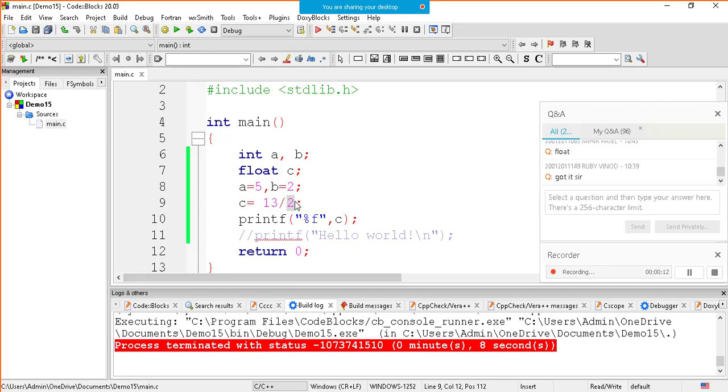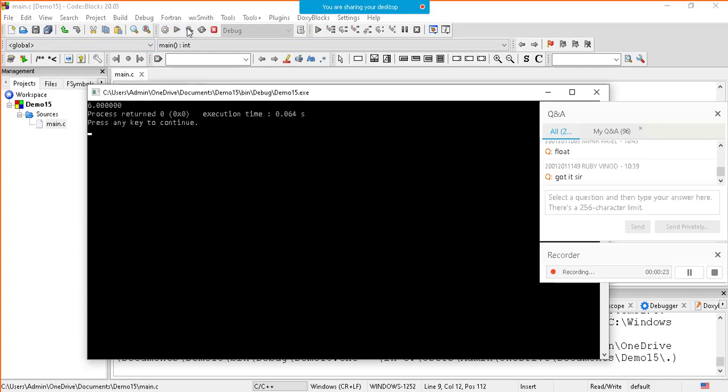I hope you got the idea. 13 by 2 is 6, but when it goes inside C, it gets converted into 6.0. So let me run this program. Those who have a doubt, you can check: 6.0. Because C is a float.